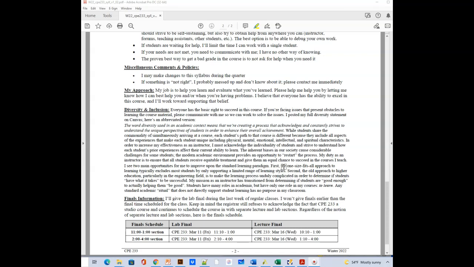So these are the final times. Like I said, there are 2 finals. The final I'm going to give during finals week is on Wednesday for both sections. It may be listed as a lab or a lecture section by the registrar, but as I said, they don't really know what they're doing. The lab final is on Friday, the last day of regular classes. The lecture final is on the following Wednesday.